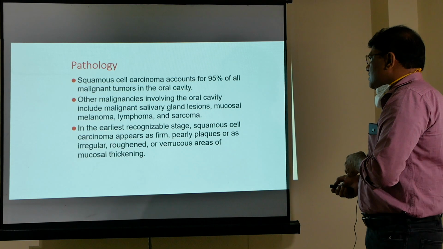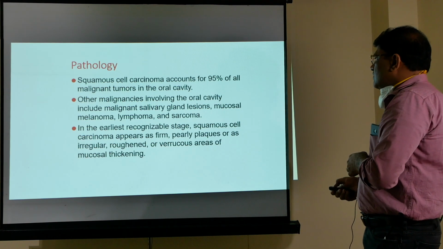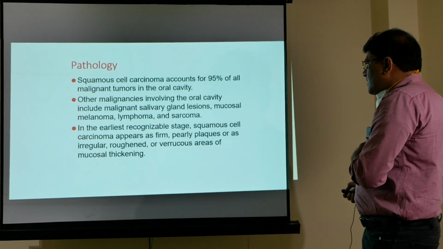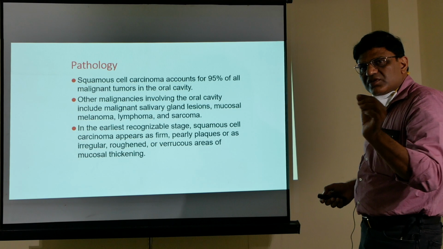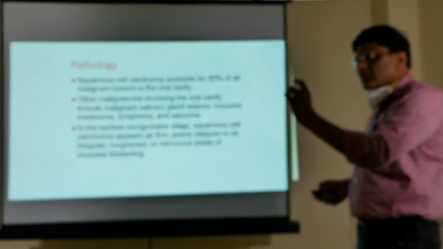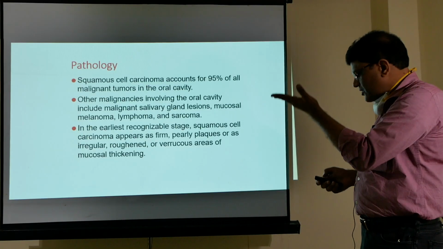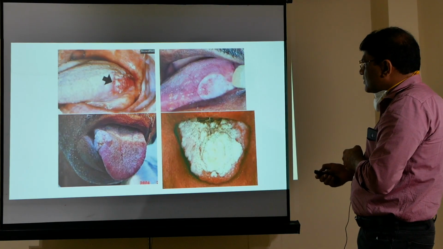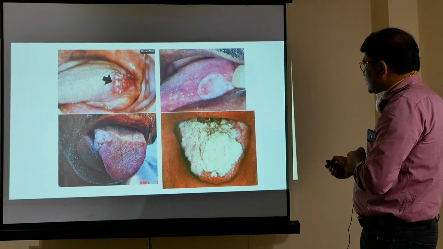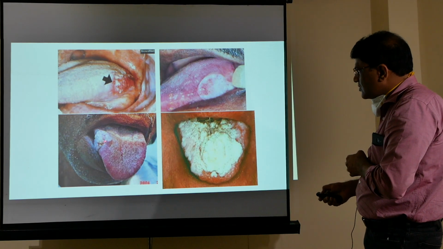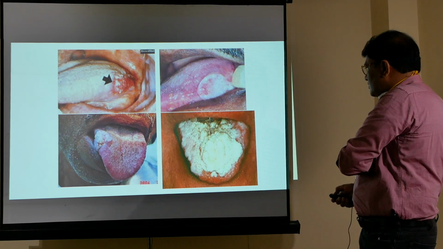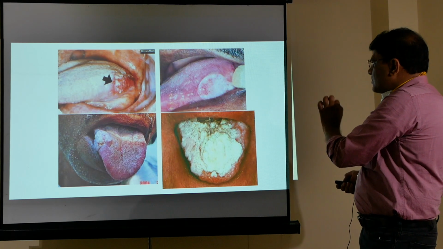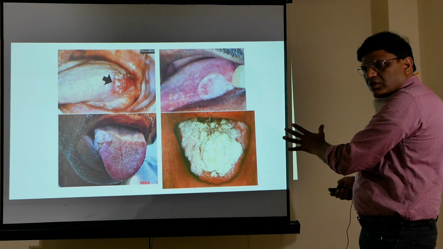Now in the earliest recognizable state, squamous cell carcinoma appears as, what is the presentation, how does it look? Firm pearly plaques or irregular, rough and verrucous areas of mucosal thickening. There is thickening, irregular margins and raised areas, right? As you see, these pictures all show squamous cell carcinomas. You see irregular raised margins, here also raised, here also an irregular margin, plaque formation is there. So these are the different pictures of squamous cell carcinoma of the tongue or oral cavity. Got it?